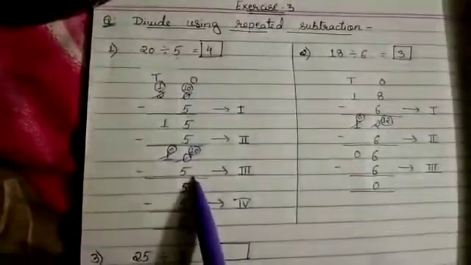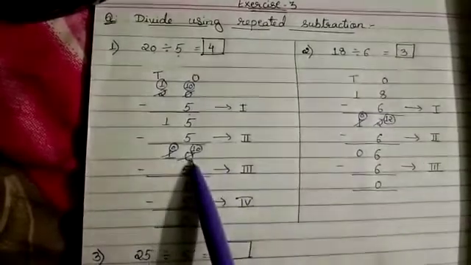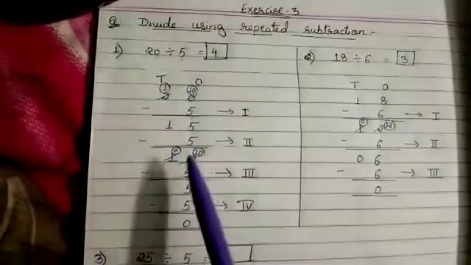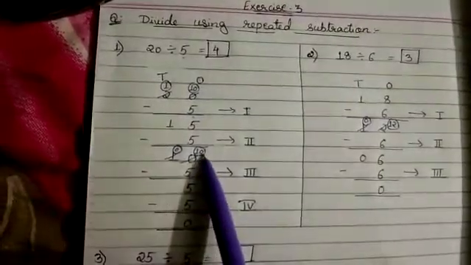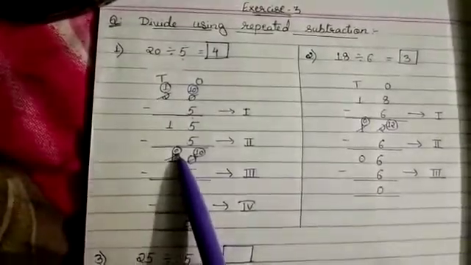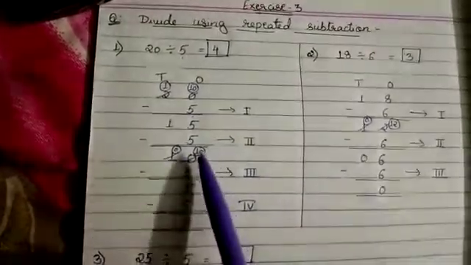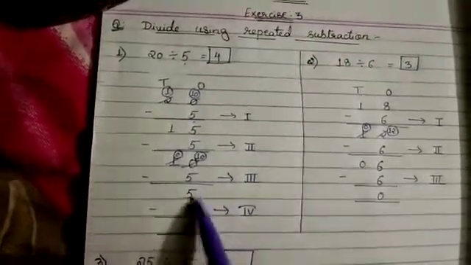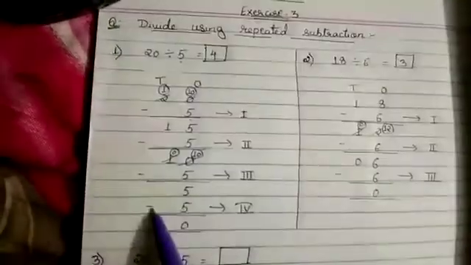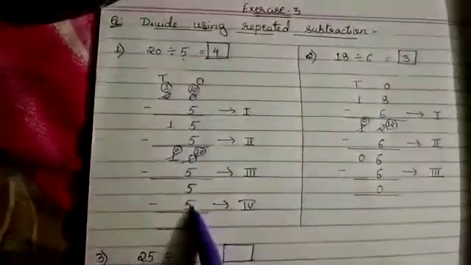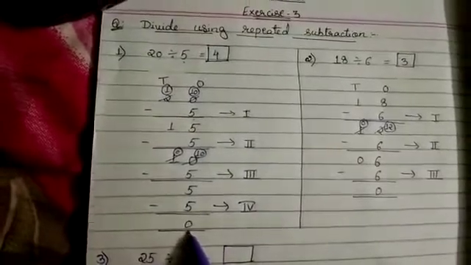Again we have to subtract by 5. This 0 is less than 5. Now we have to take borrow from 1. This 0 will convert into 10 and this 1 will be converting to 0. Now 10 minus 5, 5, and here is nothing, that means 0. Again we have to subtract by 5. So 5 minus 5 is 0.